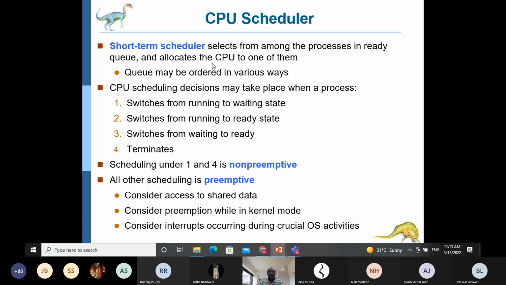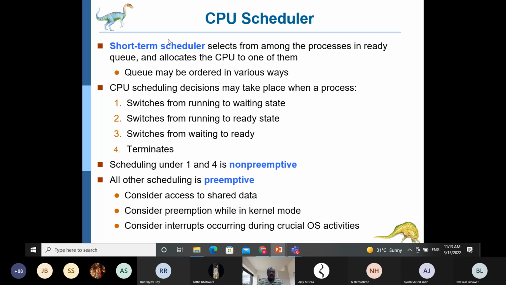And so the CPU scheduler schedules the processes and gives the processes one after another to the CPU, so that the CPU stays busy and executes one process or another at any point of time.